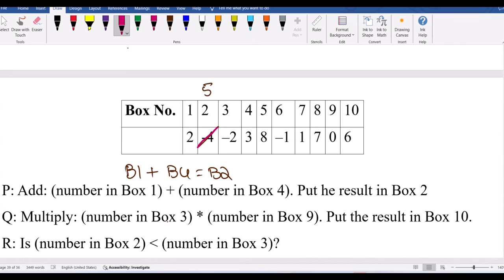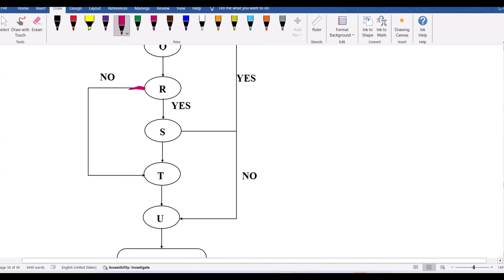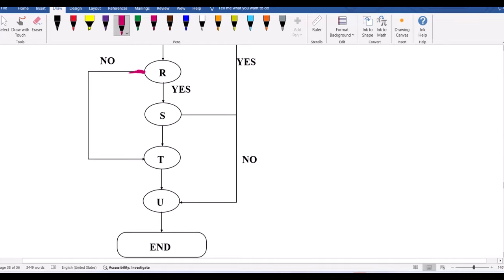Q step is number in box 3 minus 2. Number in box 3 is 0... the result is 0. Put that in box 10. Next, R step is number in box 2. This is a decision step. That is why yes means we'll go next, no means we'll go directly. This is directly. If this fails, directly go for the T step. If it is yes, go to Q; no means we should go down. Okay, it's like a loop, we'll check that, fine.